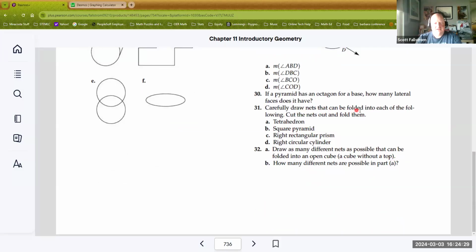32B. Carefully draw nets that can be folded into each of the following. Cut out the nets and fold them. You will not be having to do that on the exam. I'm not going to have you actually cutting those out. But if you wanted to, if you're trying to figure out, well, how can I do that? How can I draw the nets?